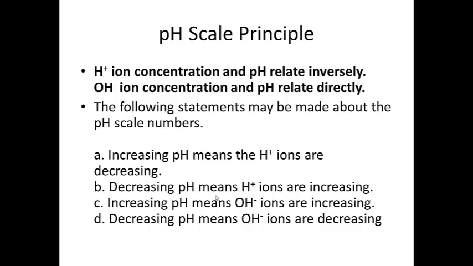So, the higher the pH, the less H. The lower the pH, the more H. And then for hydroxide, the higher the pH number, that means that there's more hydroxide ions. And the smaller number of pH means that there are less hydroxide ions.